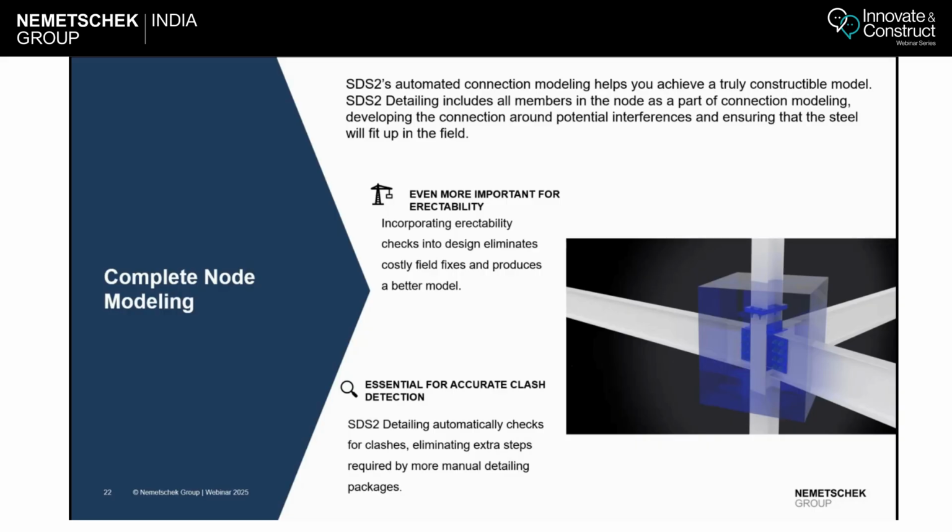Now the complete node modeling. What does this mean? For example, in this image, if I'm doing a connection on one end, say a moment connection, and stiffeners are added in the column web, SDS will automatically check the other two beams, whether that particular connection change has an impact on the other beam connections. If it does, SDS will redesign the other connections also. So if you are doing one beam, you do not have to worry about the beams coming on the other end, because SDS will recalculate and readjust those beams.